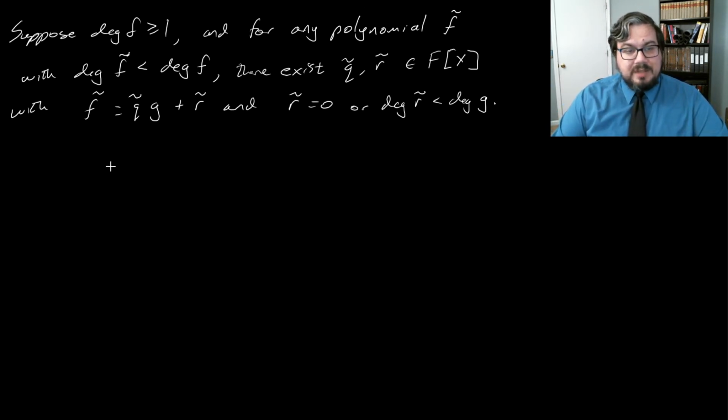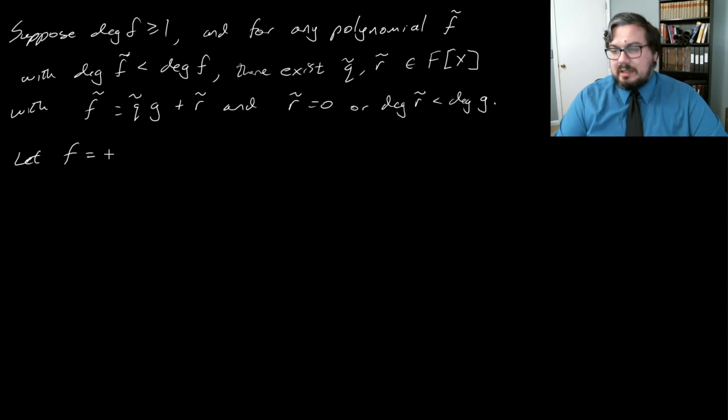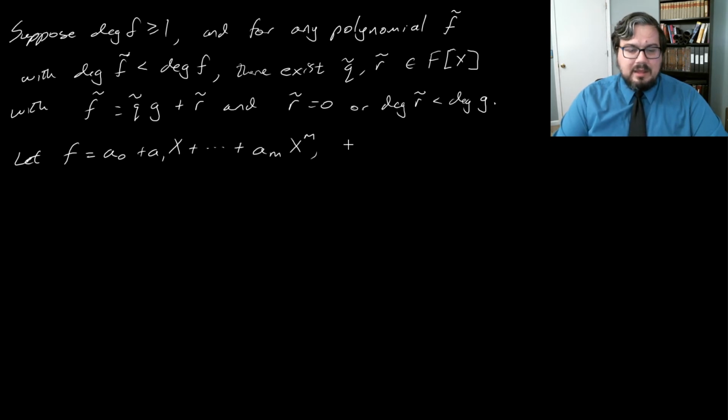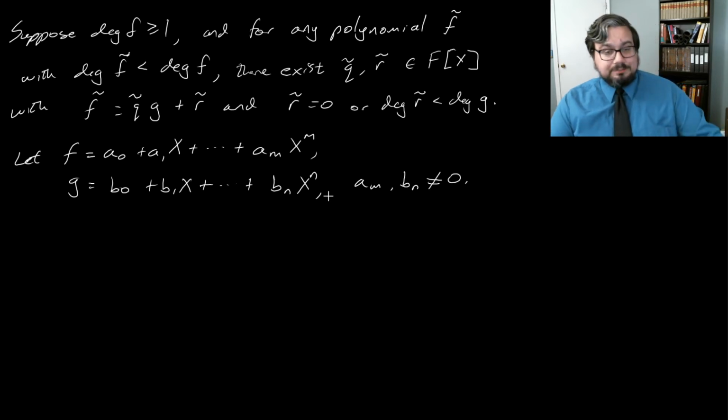All right, so now we want to try to prove that we can get the same sort of results here, but without any of the tildes, with our degree, with our f that we have up here. So let's get some notation involved. Let's let f equal a0 plus a1x up through am x to the m, and we'll let g be b0 plus b1x up through bn x to the n, where am and bn are not equal to 0.